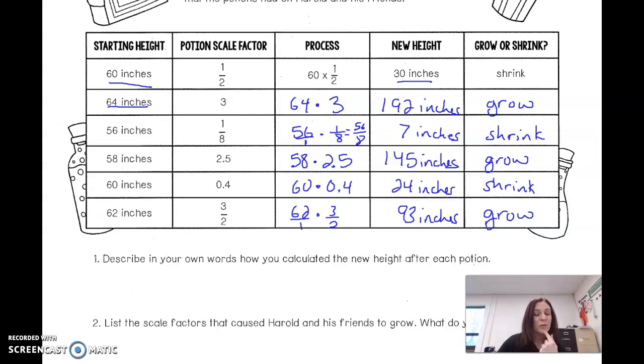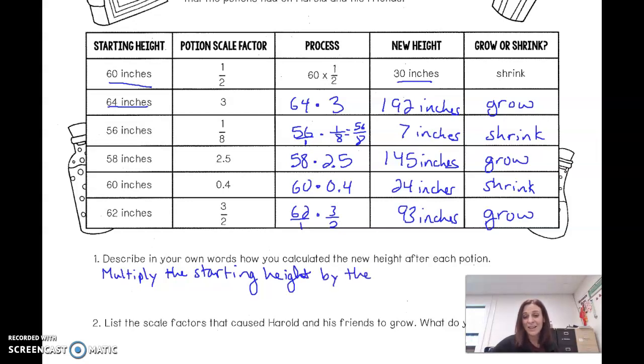Describe in your own words how you calculated the new height after each potion. Well, what we did is we multiply the starting height by the scale factor to find the new height. Okay, so that's the process. Old height times the scale factor, get the new height.